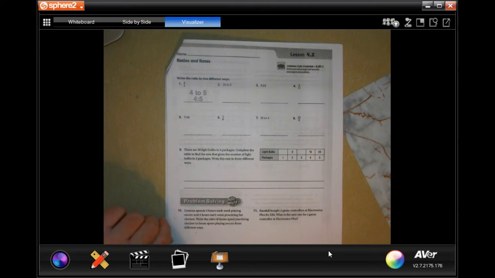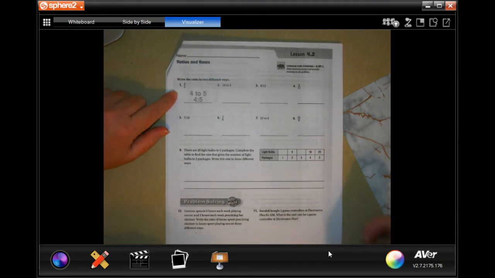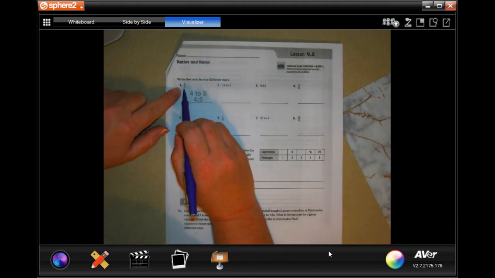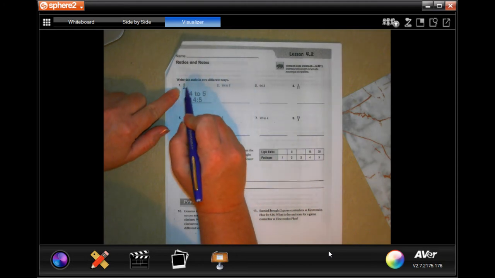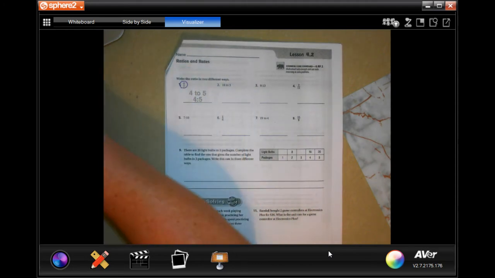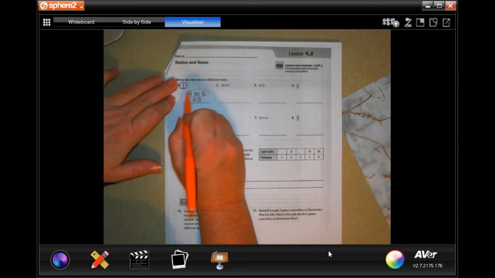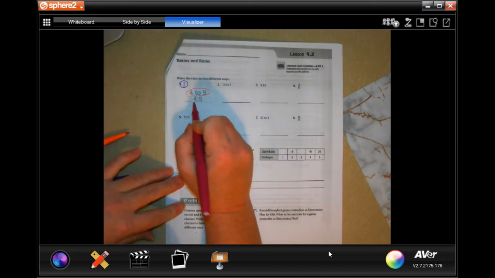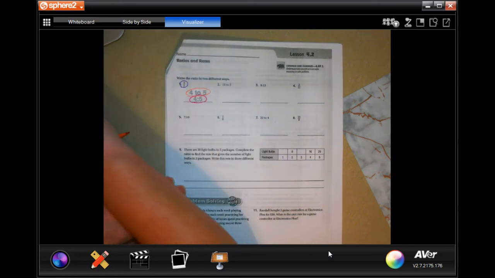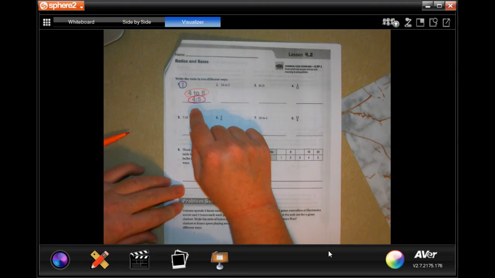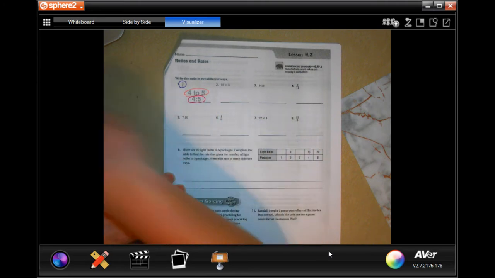Now you will remember that on lesson 1 I said a ratio is nothing but a fraction, okay? So this is how you would write it one way, this is another way, and this is another way. Those are the three ways that you're going to write these as we get going.